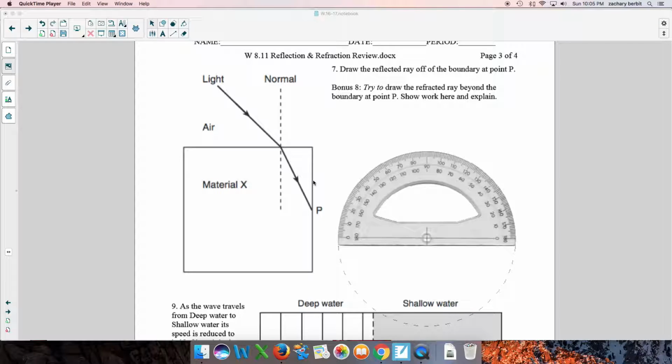Welcome to W8.11 page 3. A few of you sent questions about this, maybe a little uncertain about how to run through this particular diagram here. Question number 7, so let's straighten that out right now.